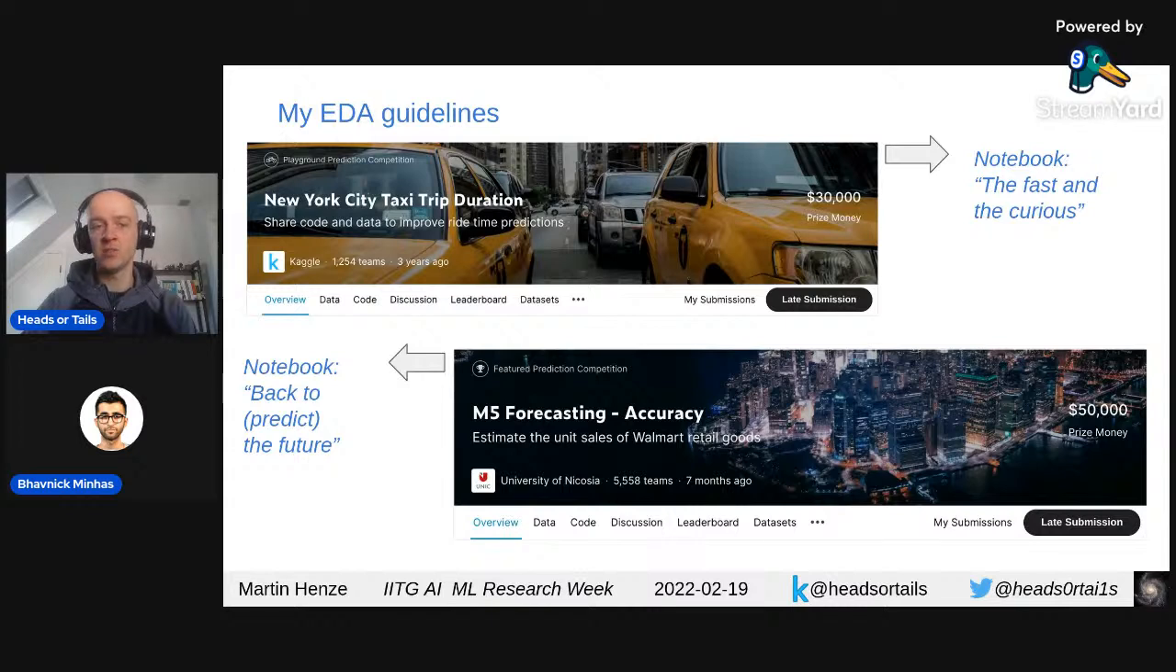And in order to illustrate them a little bit better, I'm using two of my notebooks from two different competitions. One was a playground competition on taxi trip durations in New York City. So how long does it take to take a taxi ride from one part of the city to the other? And I called this notebook The Fast and the Curious. And then there was another competition a little while later where it was about forecasting supermarket sales, essentially. And I called this one Back to Predict the Future. And as you'll see, I like bad puns, but that's just the nature of it.